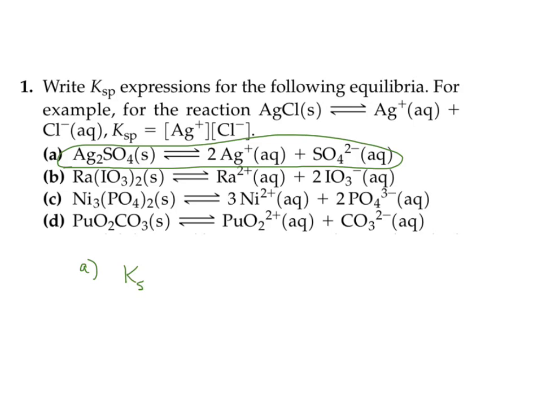Okay, so you have 4 problems to work. It says write the Ksp expression for these equilibria, and notice that they're showing you how the salts break apart. And so yeah, this one's not too bad, is it? Basically, we need to take the silver ion squared, times the sulfate ion raised to the 1st power. That's it. That's all you got to do for that one. So you're a quarter of the way there.